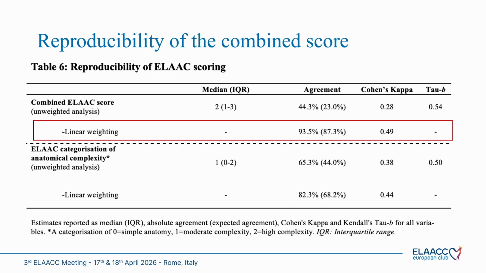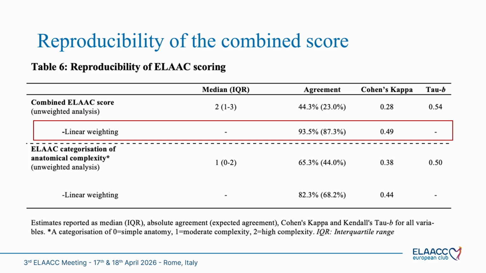And for the reproducibility of the combined score, first of all, we performed an unweighted analysis where we see only a moderate or slight agreement based on the kappa analysis. But in this analysis, a disagreement of 1 point is given the same weight as a disagreement of 5 points. So we performed a linear weighting scheme in which the ordinality of the score was taken into account.